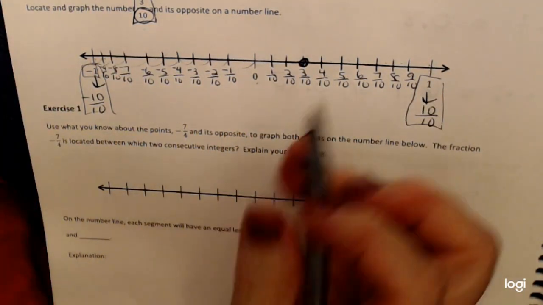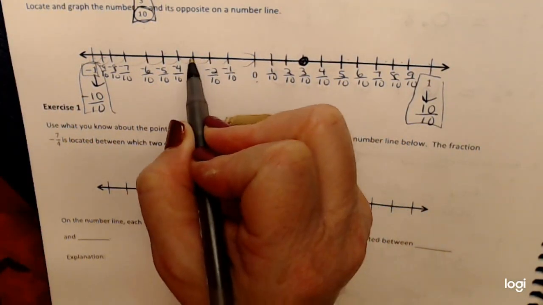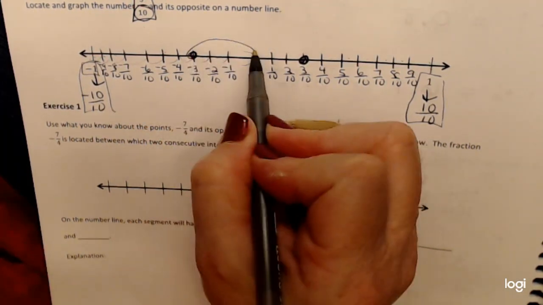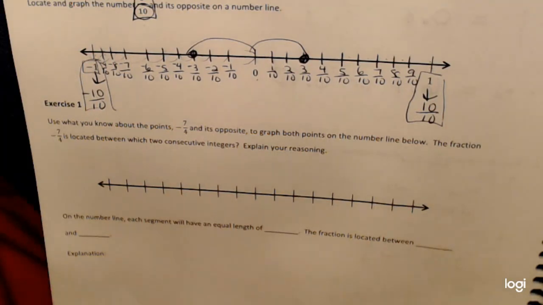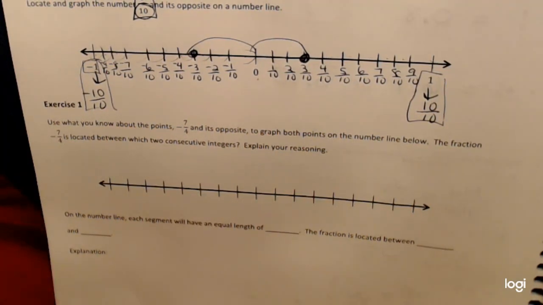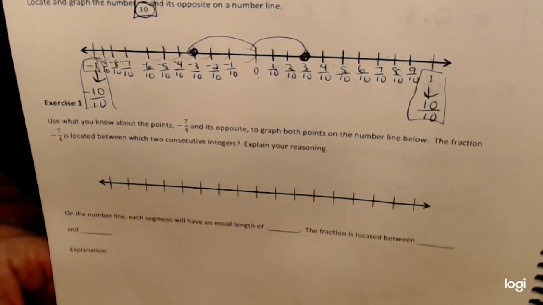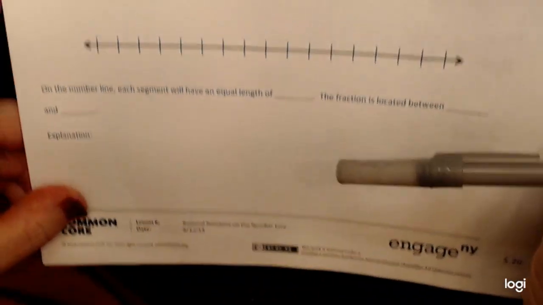And then we're going to do the opposite. The opposite means we start at 0 and we go the opposite direction, 1, 2, 3, and it's at -3/10. So here we have our opposites. Okay, remember we are not graphing integers this time. We are graphing rational numbers, our fractions. Remember, if you need to pause, please pause. We're going to move down to the next problem.